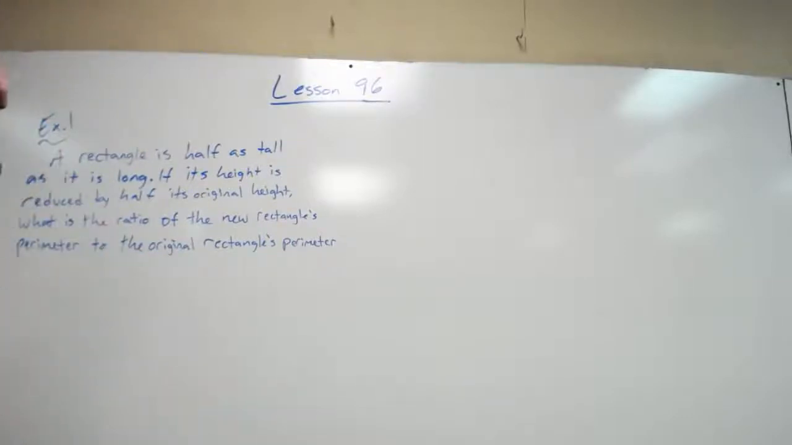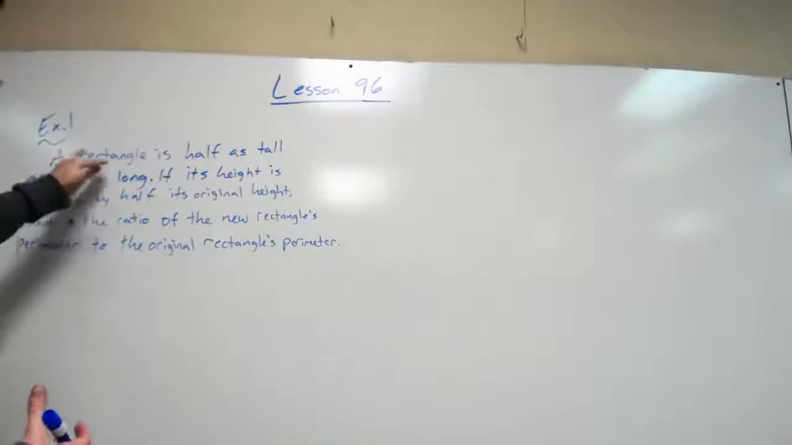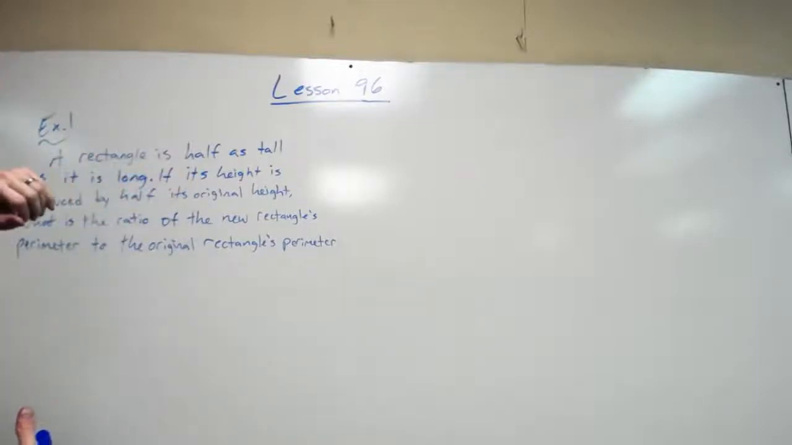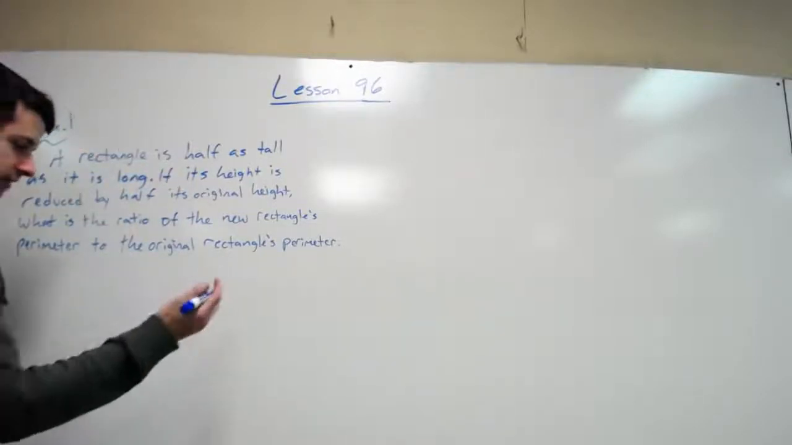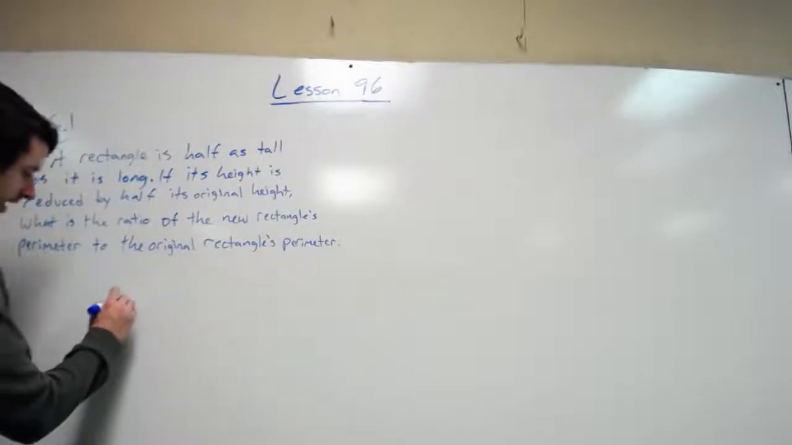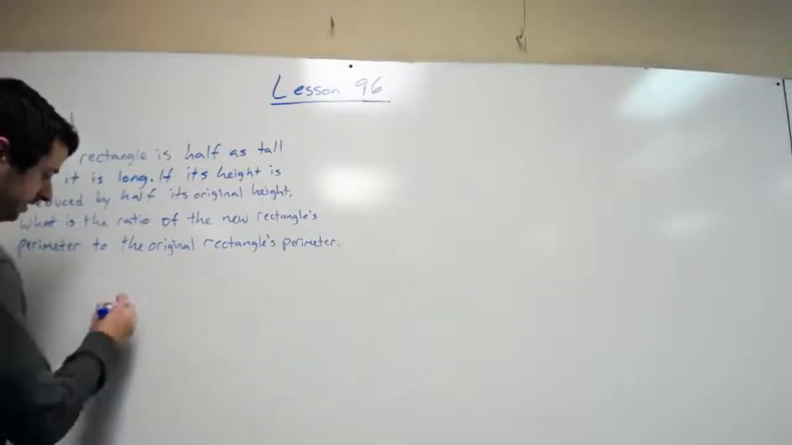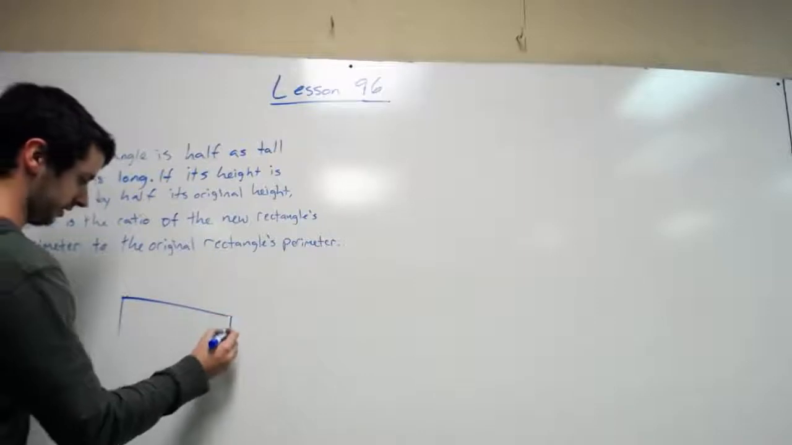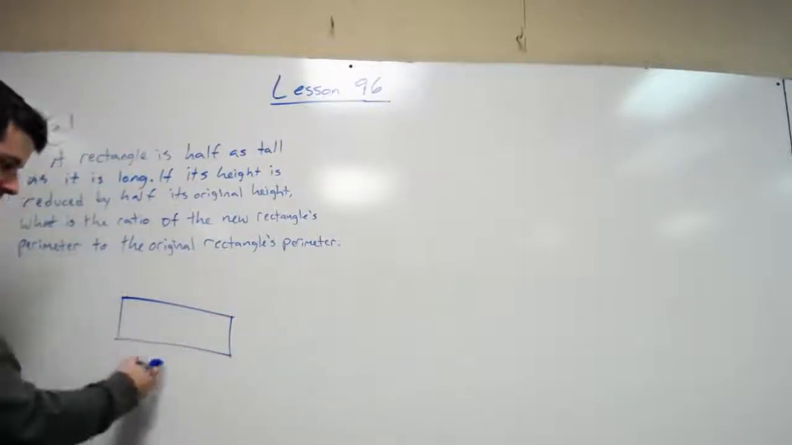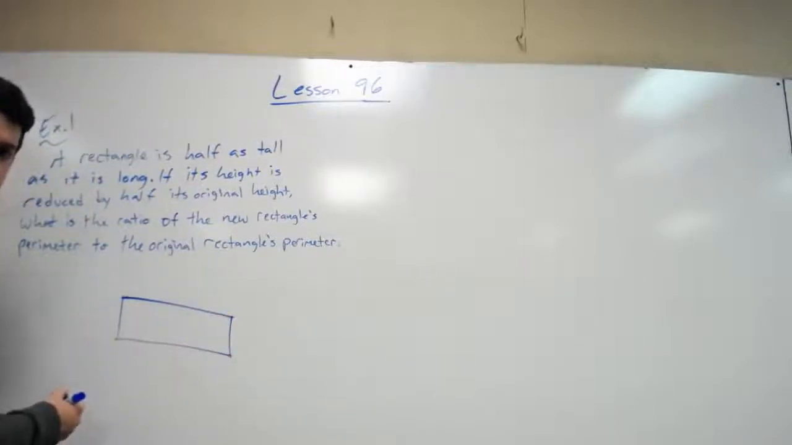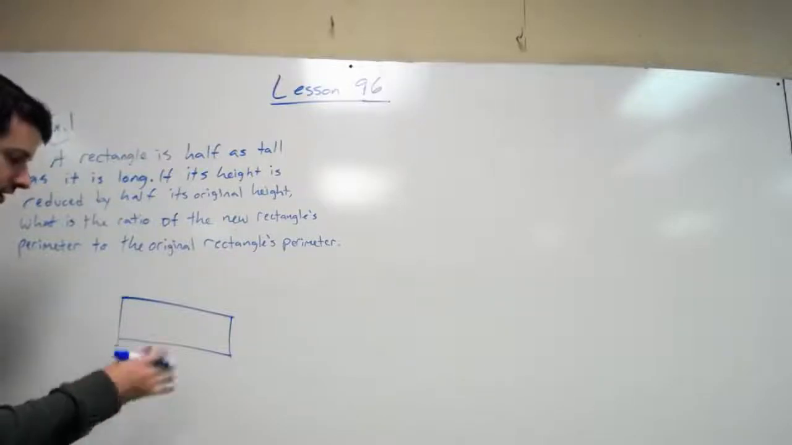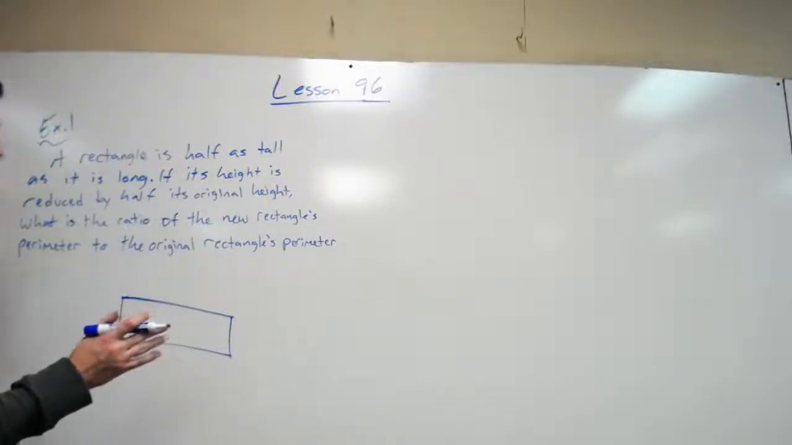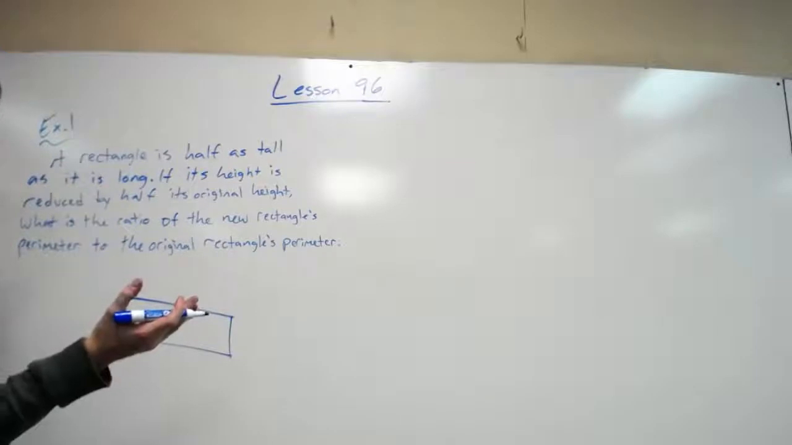So example one, let's try to go through this. A rectangle is half as tall as it is long. Okay, so I'm going to draw the shape a little bit. It's half as tall as it is long. So its length is double the width. Or sorry, its length is half of the width.